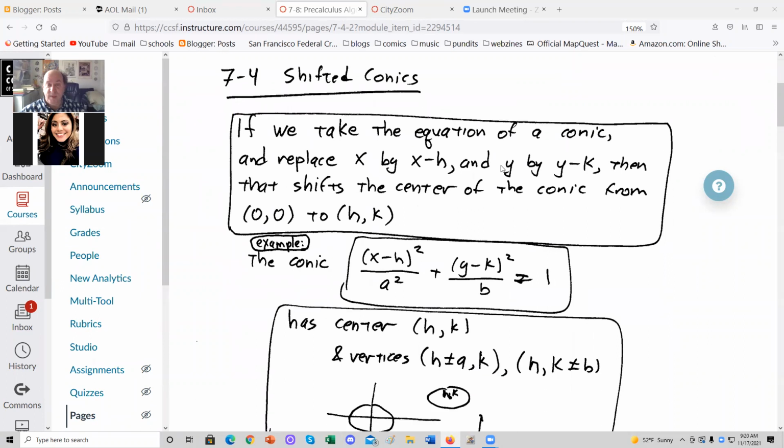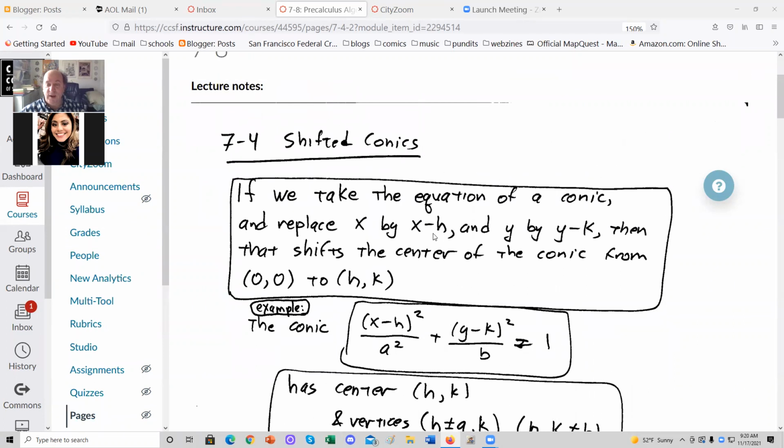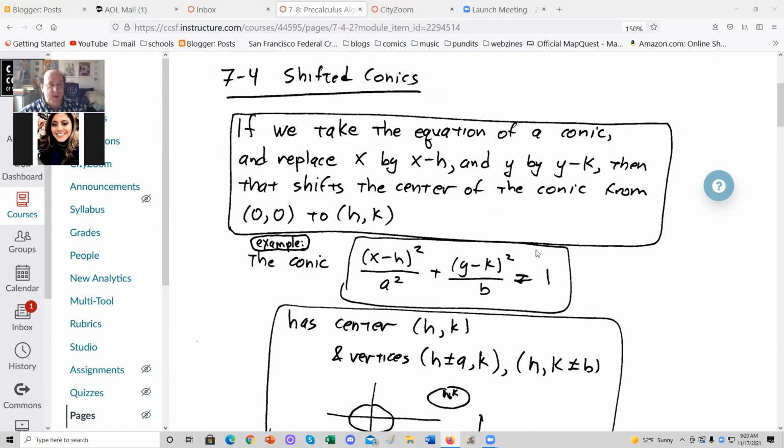We proceed. We shift a conic over h and up k by replacing x by x minus h and y by y minus k. When you do that, the center of the conic goes from 0 by 0 to h by k, and then the vertices, foci, and asymptotes shift accordingly.